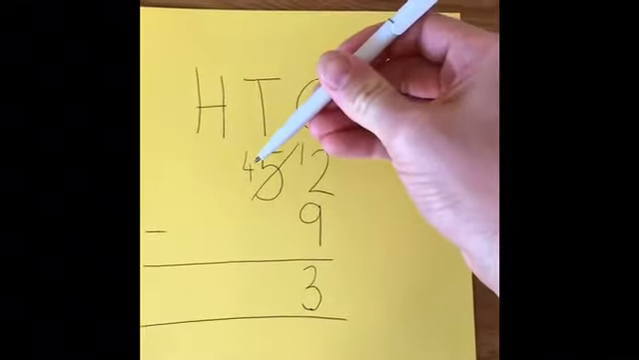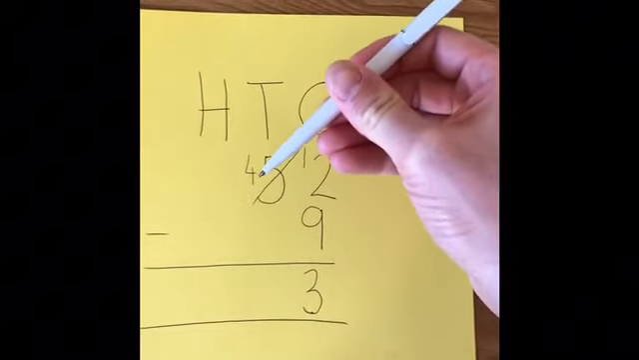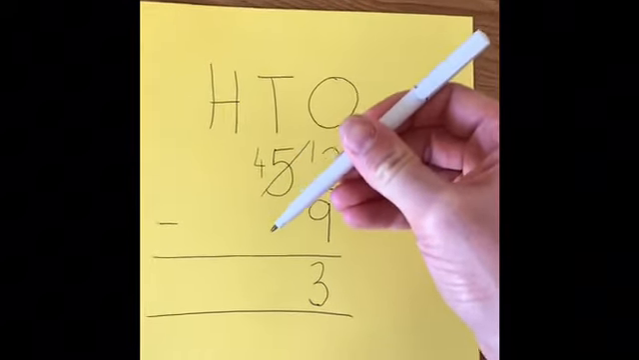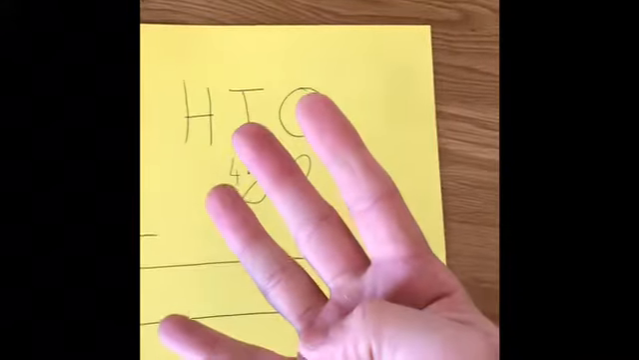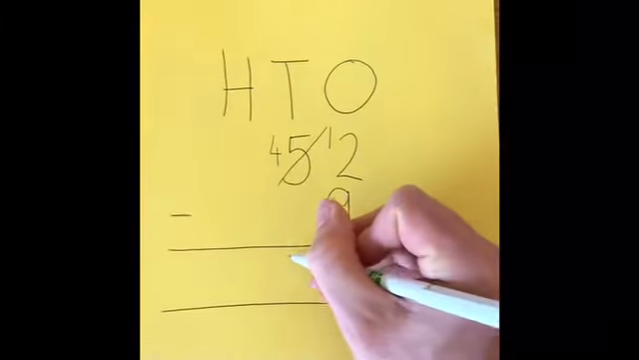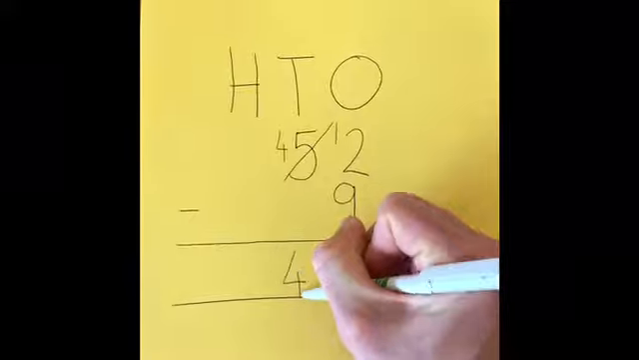Now we move to the tens. So 4, and it's got nothing to take away from it. So it's 4 take away nothing, 4 subtract nothing. So 4 take nothing away, we've got 4 left. So the answer to that one is 43.